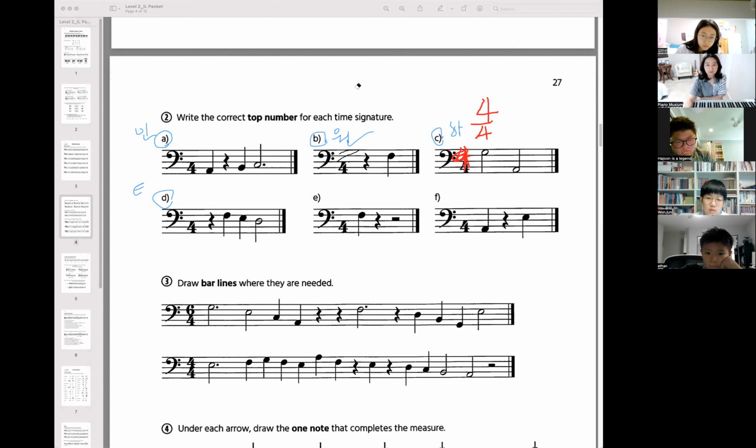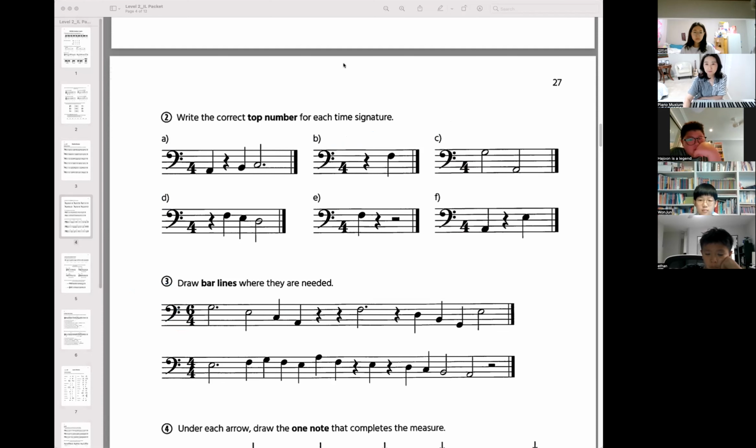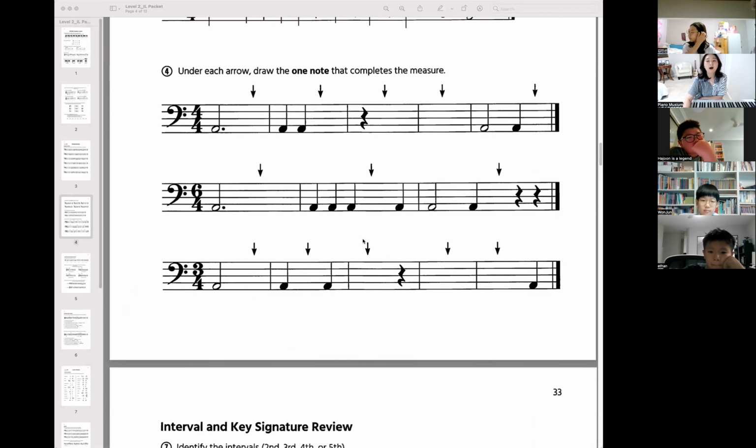Good. Next, Hajun, if you're done, now try this one. Hajun. And Wonjun, do this one. Okay. Ethan, do this E. And then Minseon, you do this one. Good job. You're doing well. Very good. So I think everybody got it. This one is clear.